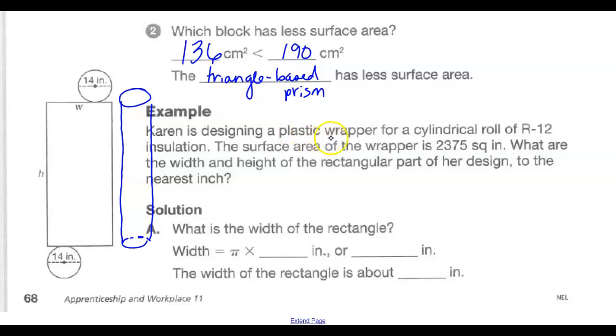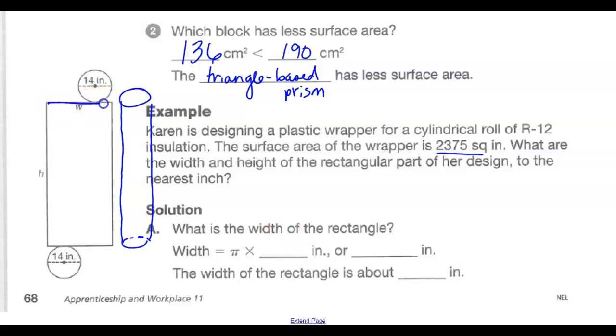So Karen is designing a plastic wrapper for a cylindrical roll of R12 insulation. The surface area of the wrapper is 2,375 square inches. What are the width and height of the rectangular part of the design to the nearest inch? What is the width of the rectangle? So basically, we've given some hints here and some steps, but we're working backwards because we are told what the surface area is. Okay, so what's the width of the rectangle?